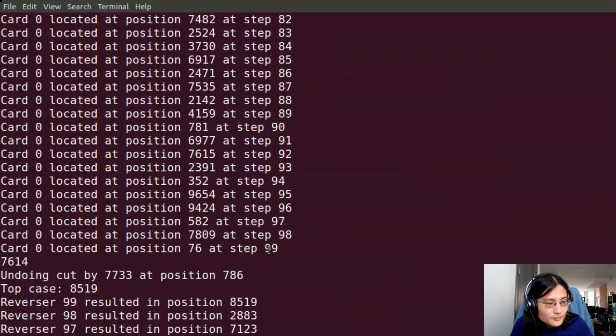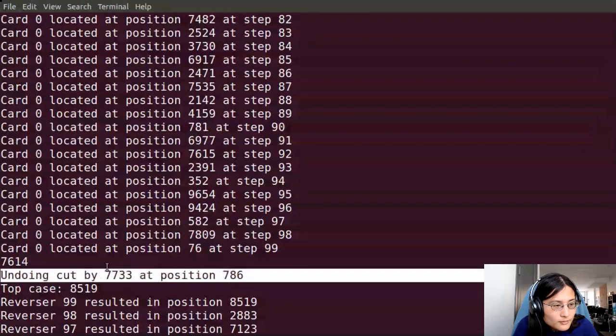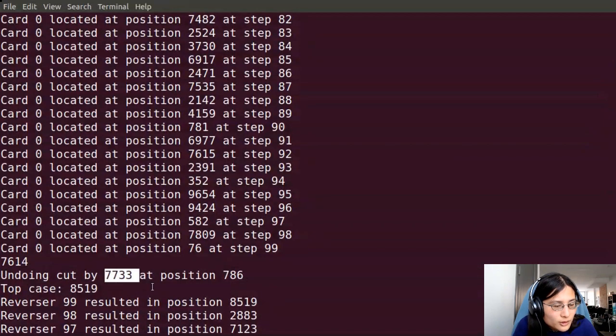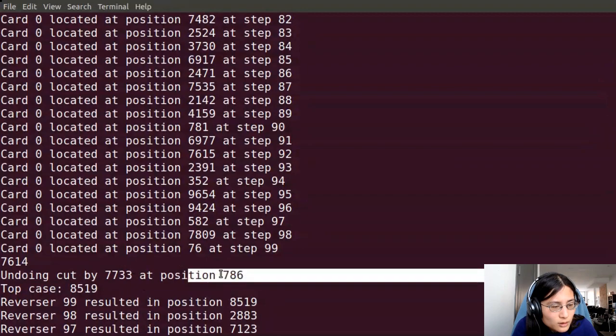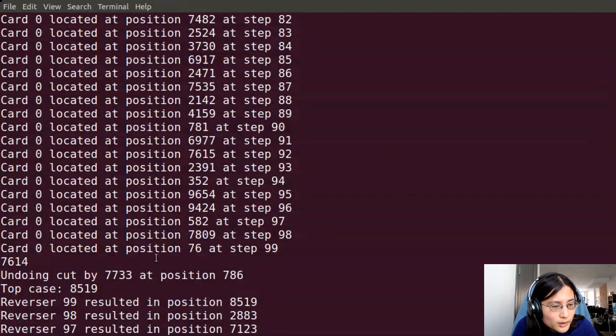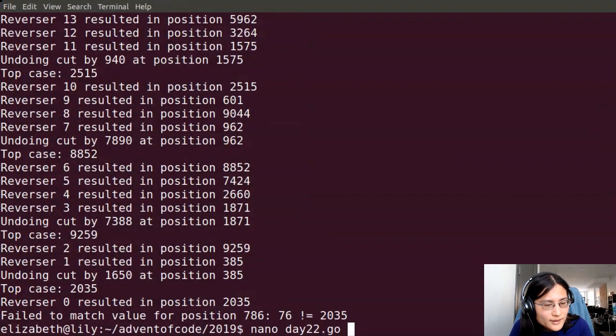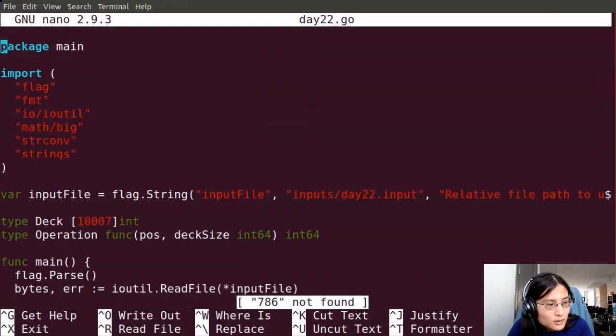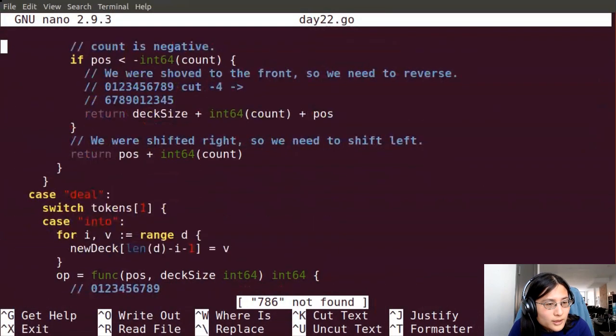Okay. Undoing cut by 77.33 at position 786. Is that right? How did I wind up at position 786? I don't understand.